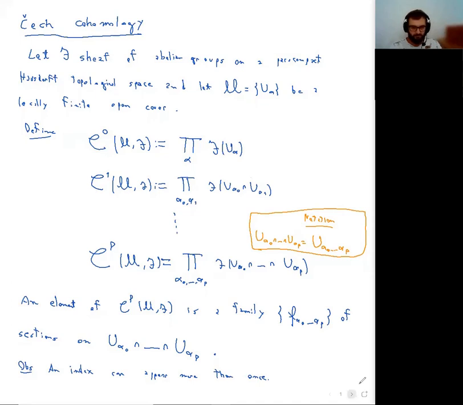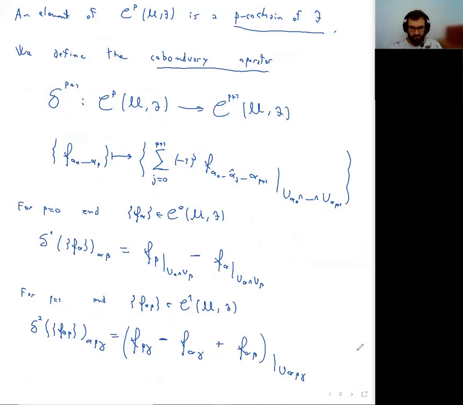Okay. Good. Apart from that, I don't have any particular question. So yeah, I will let you munch on this for today. And tomorrow we will see more theorems regarding this Čech cohomology.